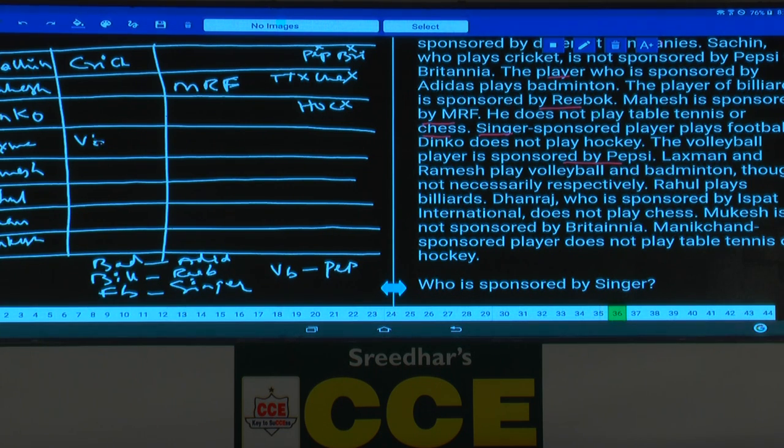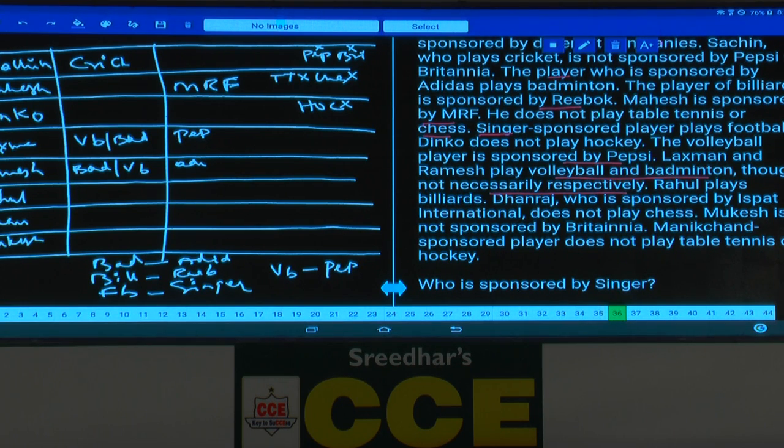Ramesh plays badminton, or if Laxman plays badminton, then Ramesh plays volleyball, isn't it? And the order is not clearly specified. Laxman and Ramesh play volleyball and badminton, though not necessarily respectively. Hence, if volleyball is here, Pepsi will be here. Then badminton will be here, then Adidas will be here.